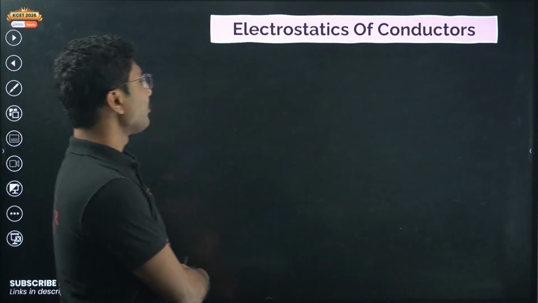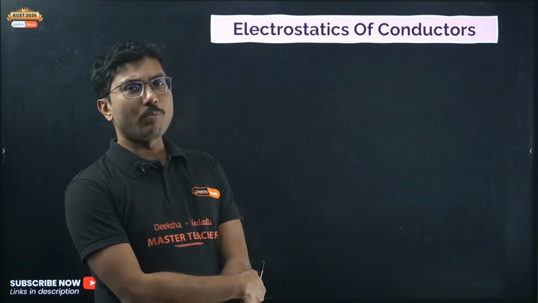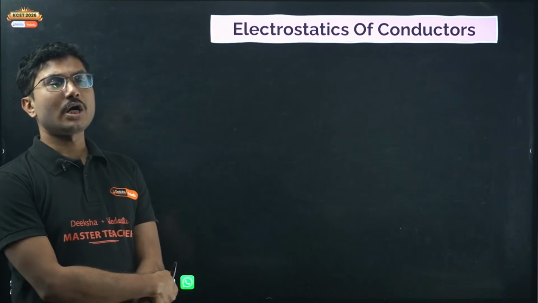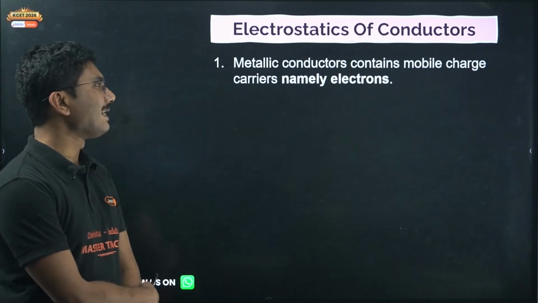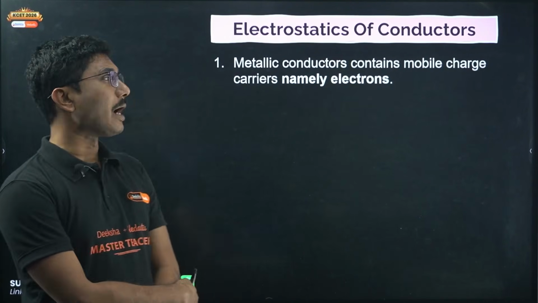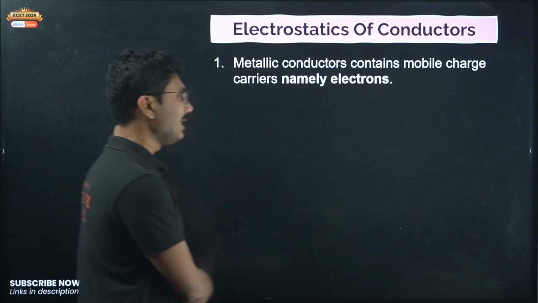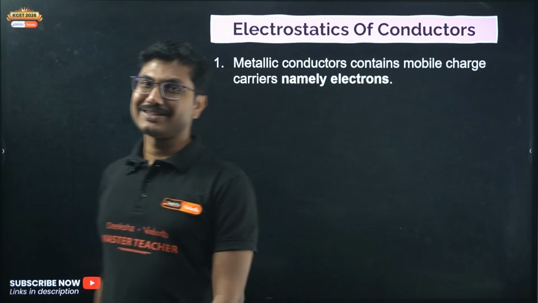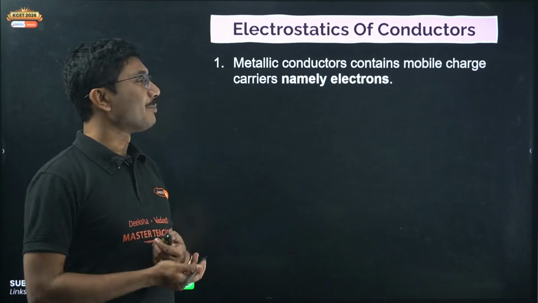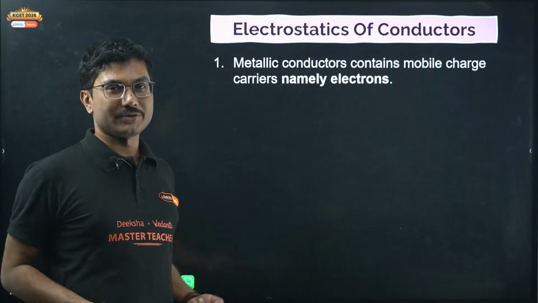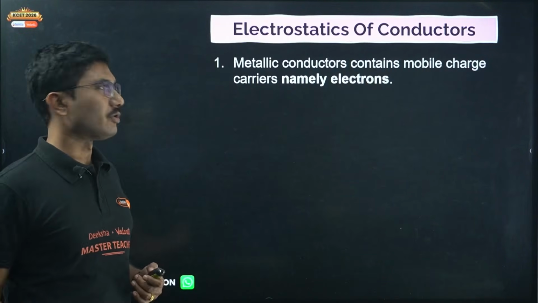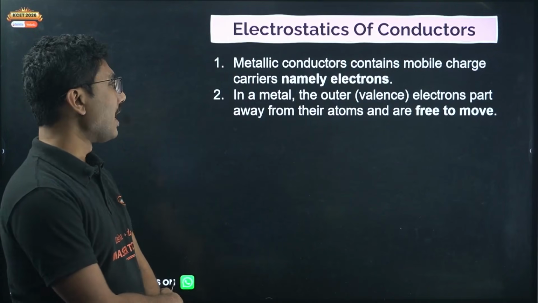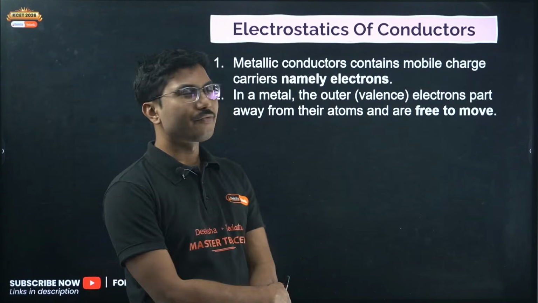Anyway, electrostatics of conductors. These are a few points mentioned in this chapter where some information is given about conductors. So first of all, metallic conductors contain mobile charge carriers, namely electrons. Mobile charge carriers is nothing like your mobile phone. It is a charge carrier, that means it is basically something which carries charges, free charges. Free charges are called mobile electrons. In a metal, the outer or valence electrons part away from their atoms and are free to move.